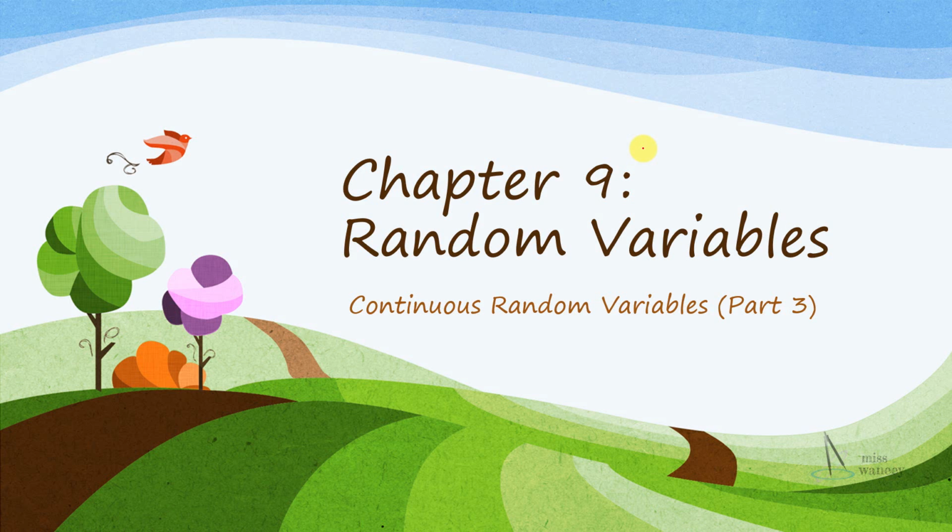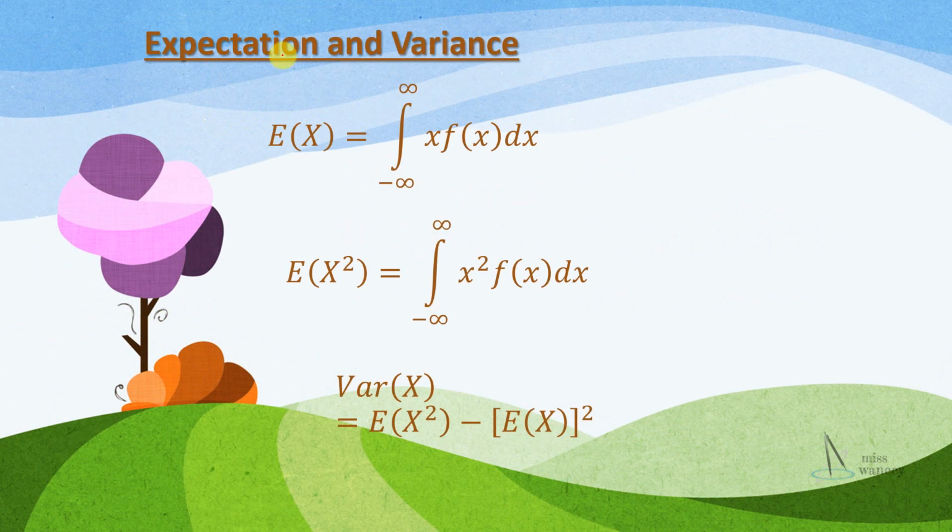Okay, so this is the last part for continuous random variables, where we are going to learn how to do the expectation as well as the variance. So expectation is denoted by E[X]. The formula is the integral from negative infinity up until infinity of x multiplied with f(x) dx. So from our probability density function, we have to multiply it with x, and then integrate from negative infinity up until infinity.